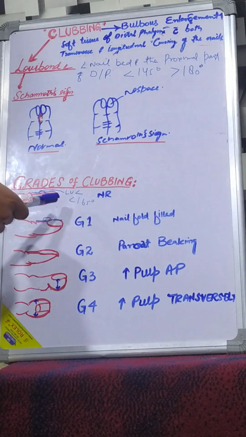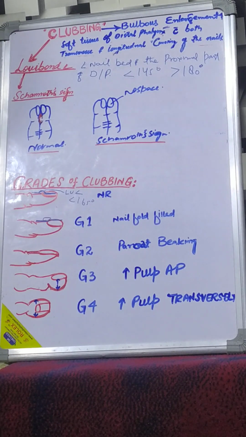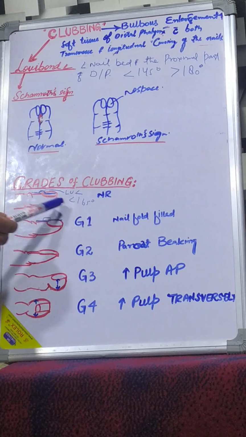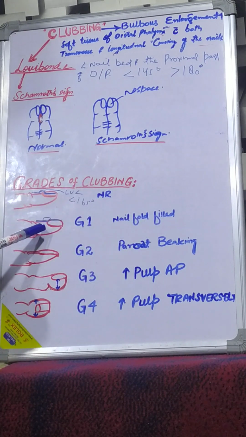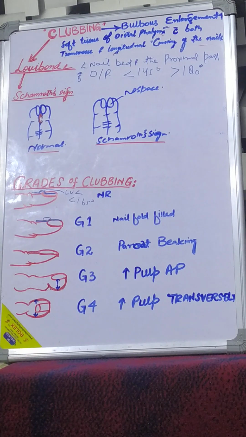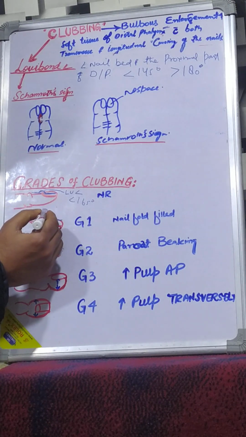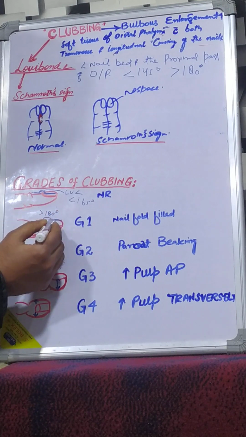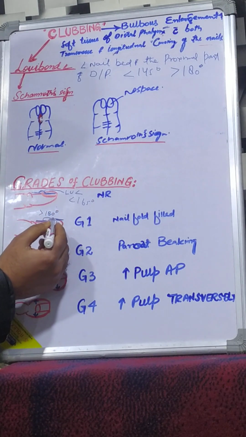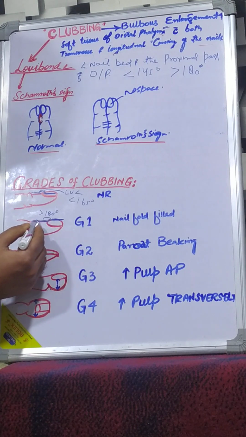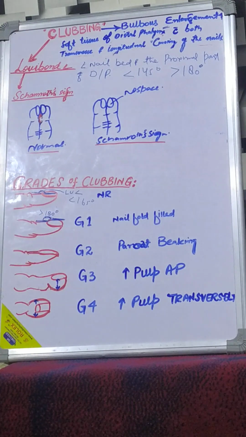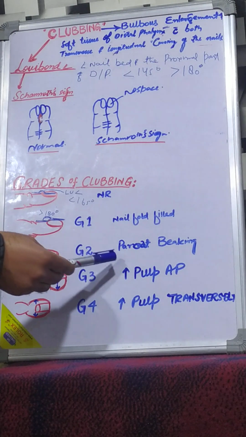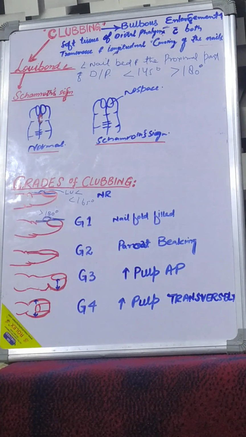Now, grades of clubbing. This is the normal Lowy bond angle, and in grade 1 clubbing, the nail fold is filled. The angle here will be greater than 180. This is the nail bed, and this is the proximal part of the distal phalanx. This is grade 2 clubbing. It is also called parrot beaking because it resembles a parrot beak.